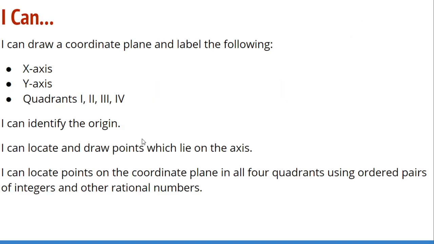For this lesson, we want to be able to draw a coordinate plane and label the following: the x-axis, the y-axis, quadrants 1, 2, 3, and 4. We want to be able to identify the origin. We want to locate and draw points which lie on the axis. So they're not in a quadrant, they're actually on the axis. And we want to locate points on the coordinate plane in all four quadrants using ordered pairs of integers and other rational numbers. So not just whole numbers, but we've also got fractions and decimals.